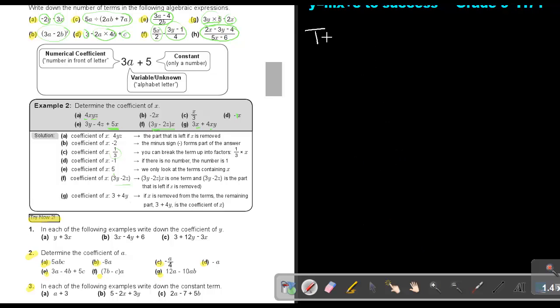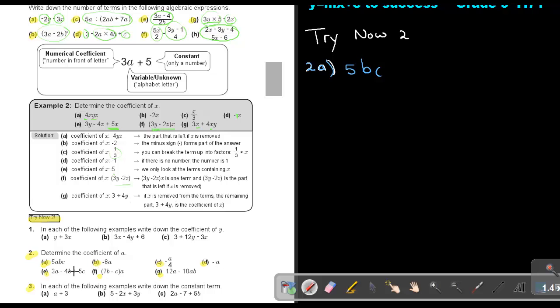Okay, so we are at try now 2, and we are going to start with number 2a. Determine the coefficient of a. If I remove a, what will be left? 5bc.